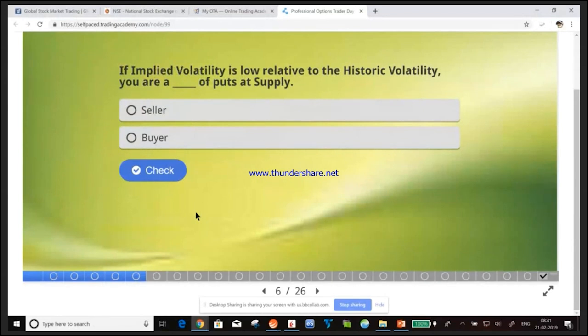Yes, Arun, what is the issue here? If implied volatility is low relative to the historic volatility, you are a dash of puts at supply. A buyer of a put option. So, Arun, what was your doubt here?